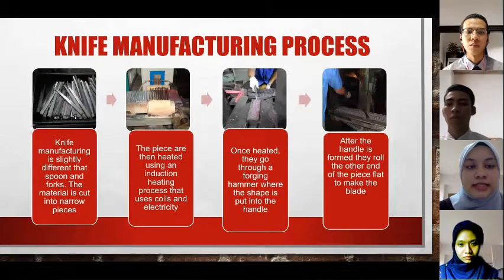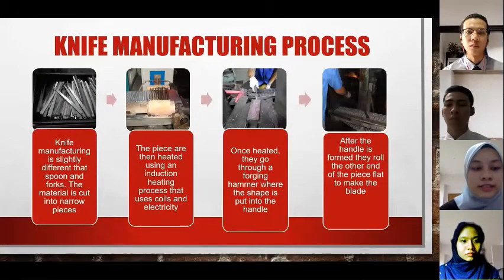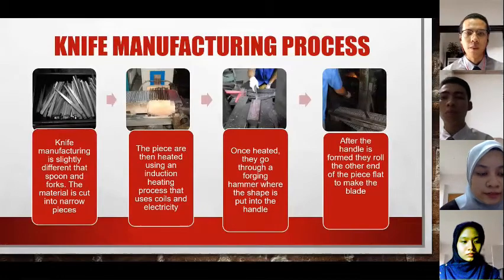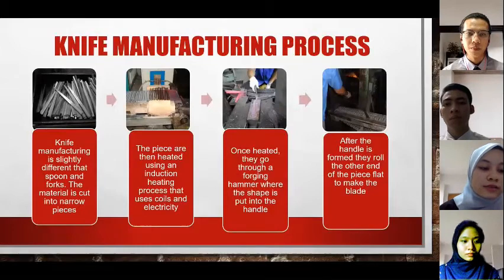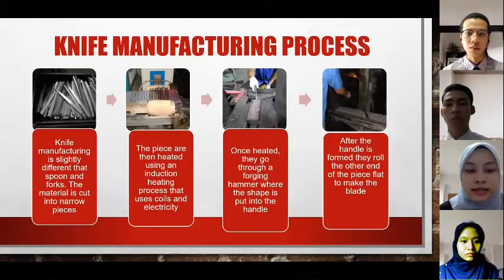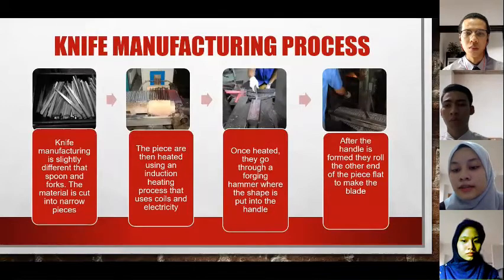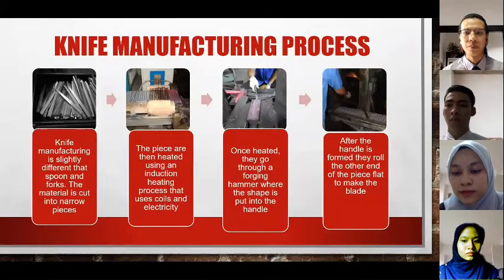Alright, so next is the knife manufacturing process. Knife manufacturing is slightly different than spoon and fork. The material is cut into narrow pieces. The pieces are then heated in a process that uses coal and electricity. Once heated, they go through a forging hammer where the shape is put into the handle. After the handle is formed, they roll the other end of the piece flat to make the blank.